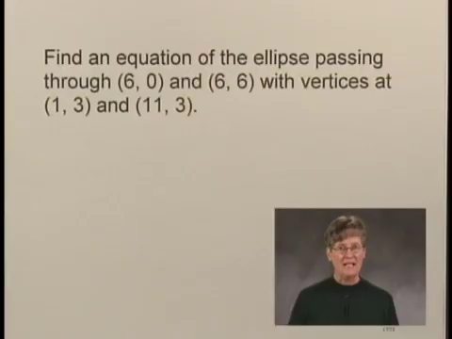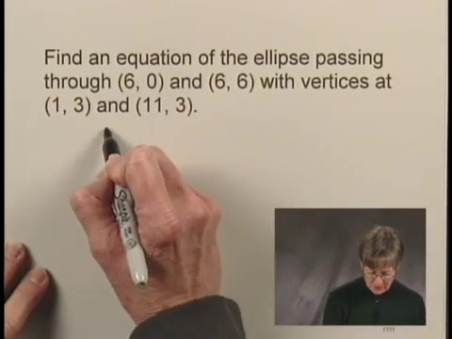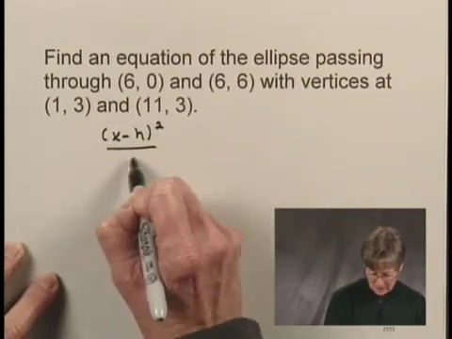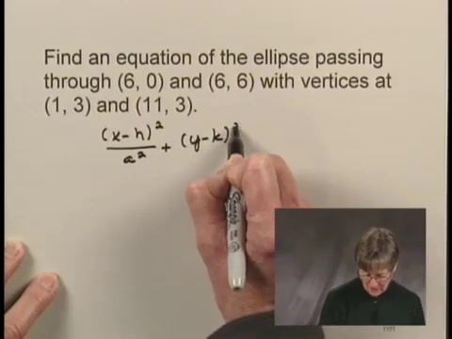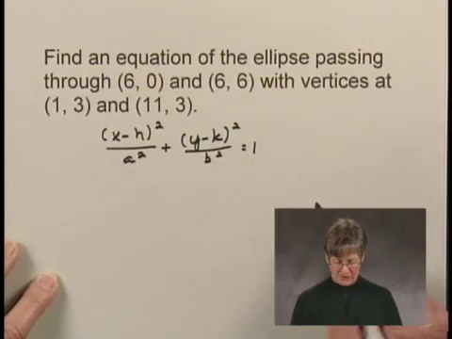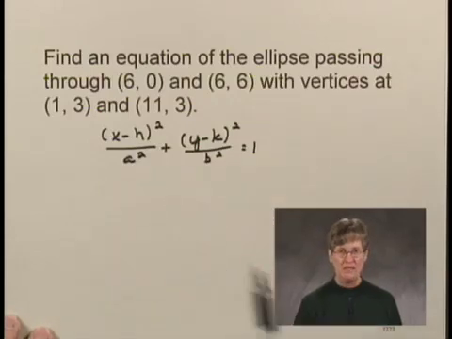In this exercise, we'll find an equation of the ellipse passing through the points (6, 0) and (6, 6) with vertices at (1, 3) and (11, 3). Now we want to write the equation of an ellipse, and remember the standard form for the equation of an ellipse is (x minus h) squared over a squared, plus (y minus k) squared over b squared, is equal to 1. So in order to write this equation, we need to find h, k, a, and b.